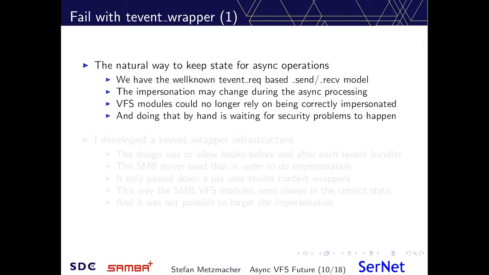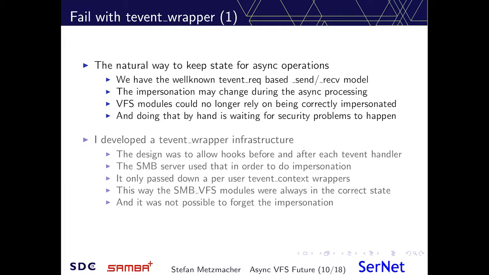And as our design was that the SMB layer takes care of it, the idea was, why don't we add something to TEvent, a wrapper infrastructure where we can run hooks before and after each TEvent handler, and that way we would be safe and all events would implicitly get the correct impersonation. Basically the SMB server would prepare such a wrapper with hook functions and then have that per tree connect and only pass this special event context down to the VFS layer, and that would implicitly take care of everything. And it would not be possible for the VFS module to forget about the impersonation.